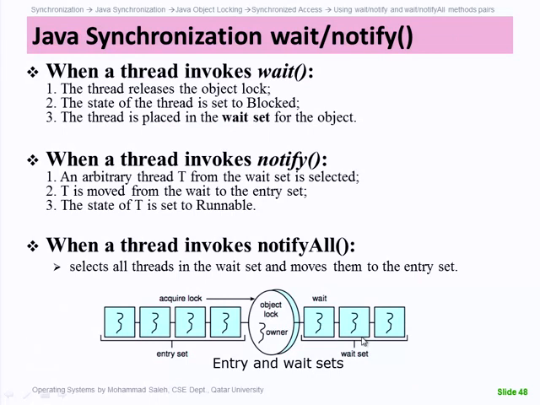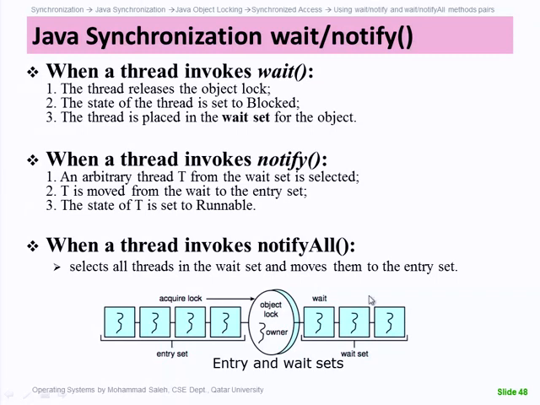And for them to be unblocked, the method notify or notify all must be called. Notify basically picks up a thread from the wait set and places it in the entry set, and by that, giving it an opportunity to execute, to be selected later on and have hold on the object.